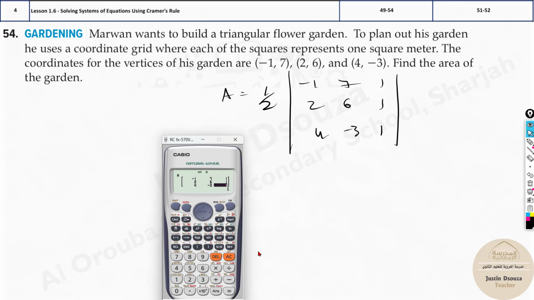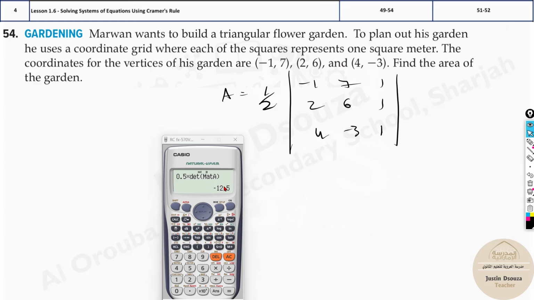Now save it. That is by pressing AC. Now all you need to do is type this out. 0.5 multiplied with the determinant, shift 4 and 7 of what? Shift 4 and matrix A. The answer is, now it's negative 12.5.